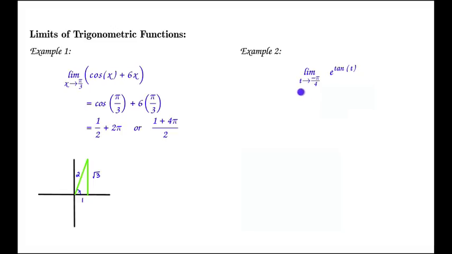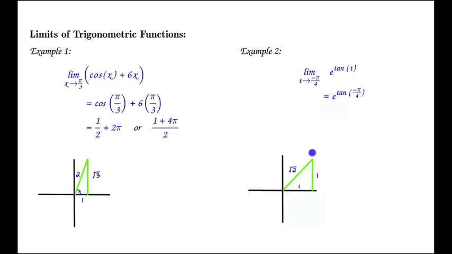Here we're going to look at the limit as t approaches minus pi over 4 of e to the tangent t. So we're going to simply do a substitution for t and put in minus pi over 4. So we have that our answer will be e raised to the tangent of minus pi over 4. Now we need to simplify this by figuring out what the tangent of minus pi over 4 is.